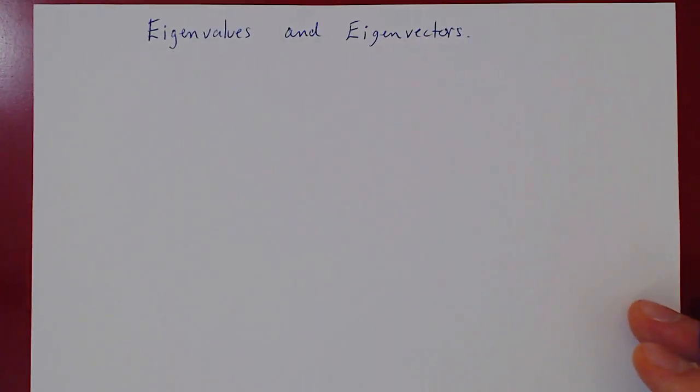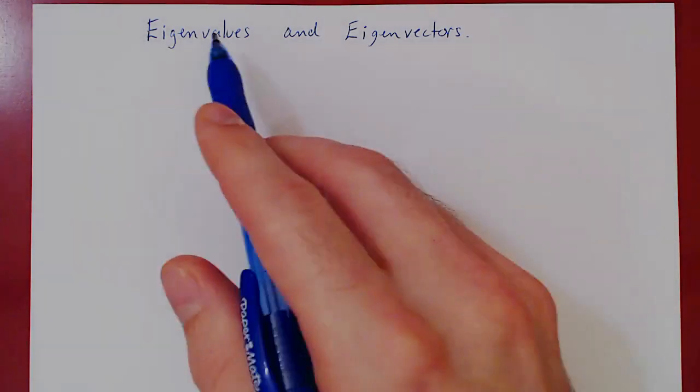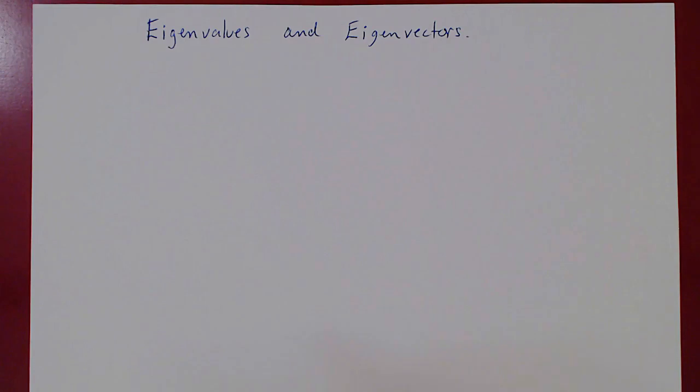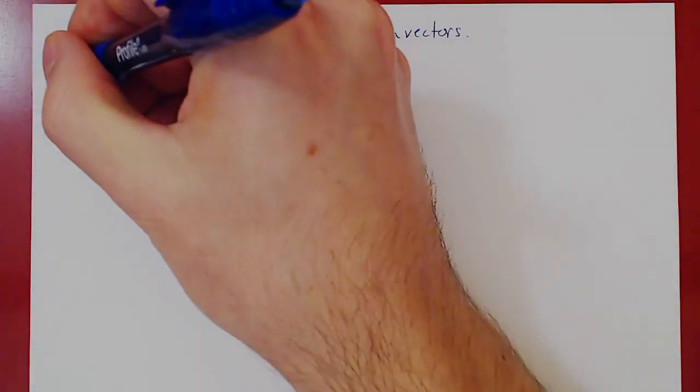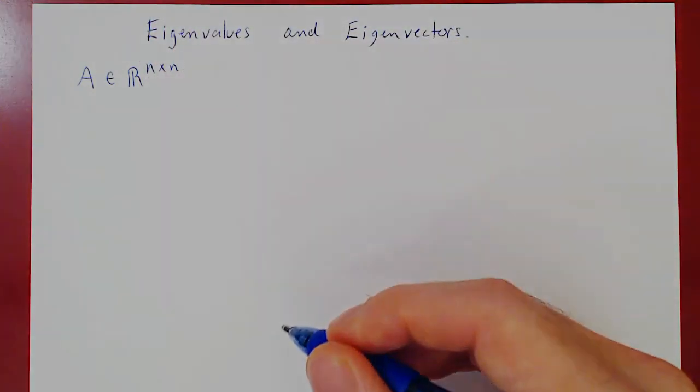Okay, so in this video, we'll consider an application of the determinant. This is called eigenvalues and eigenvectors. Let's consider the premise. We assume we have a square matrix A. So suppose A is an n by n matrix.